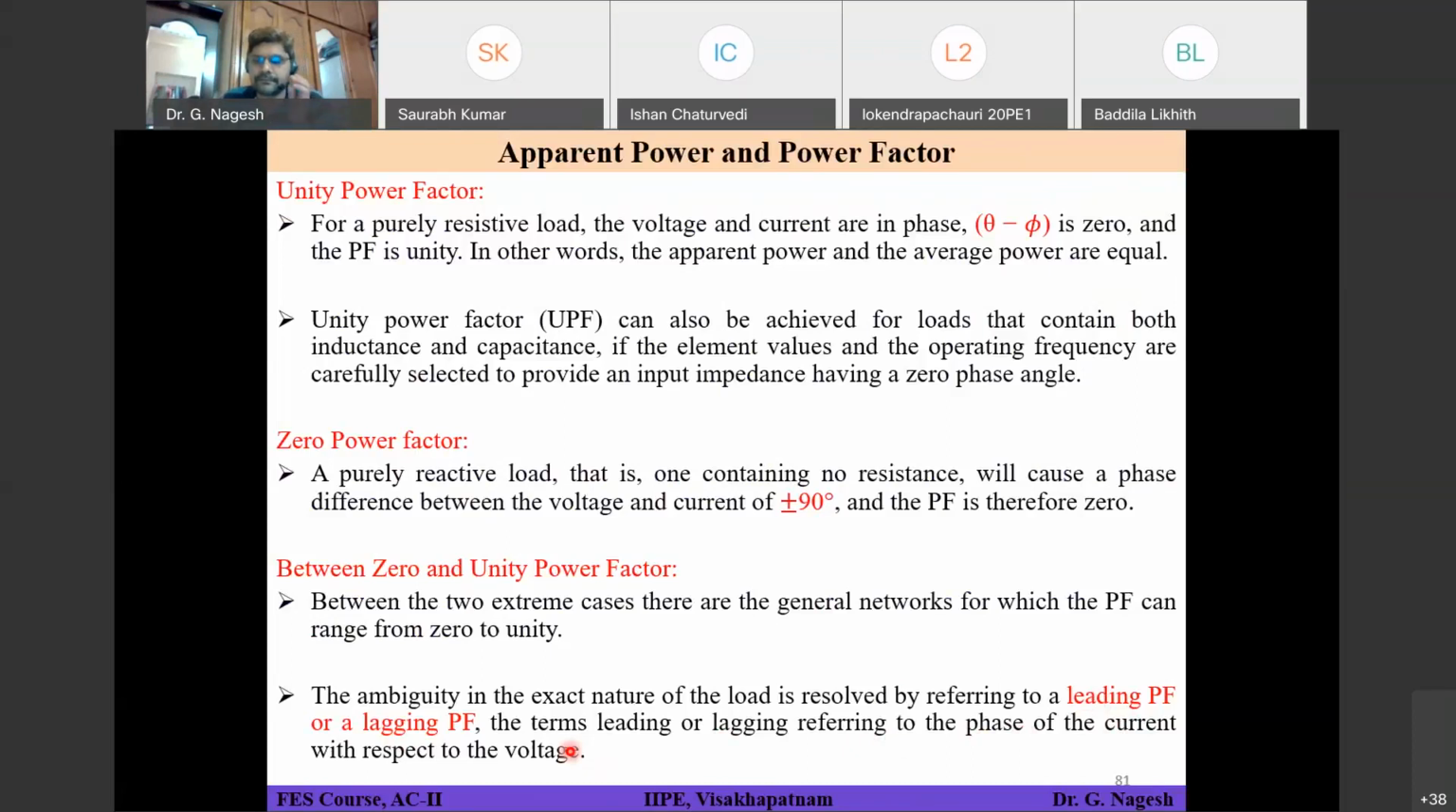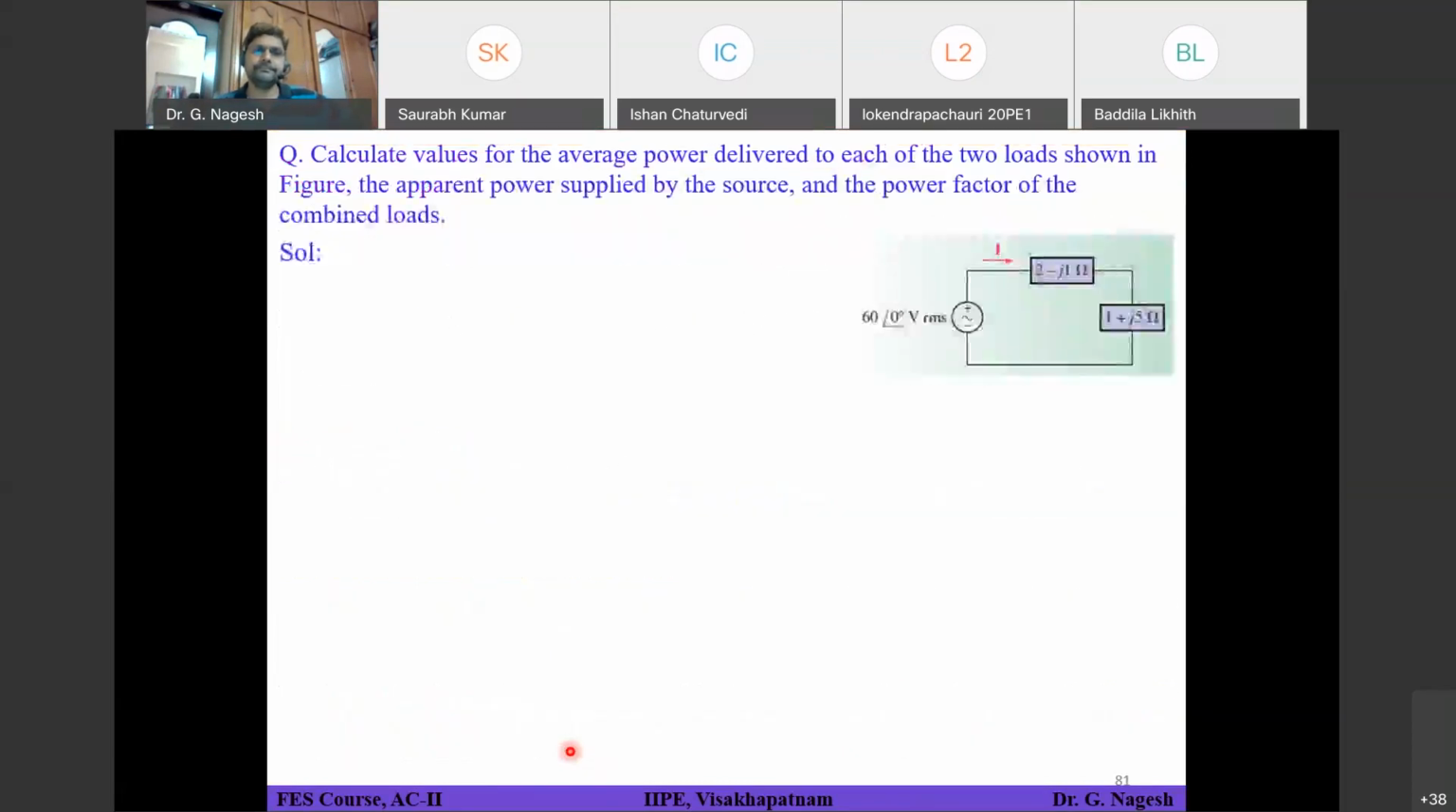Yes, sir. Okay, so we'll see one example. From that you will get a better picture. It's a pretty simple circuit. We have already seen more complex circuits than this. But here the objective is to find out the powers and understand what the powers are. That's why we are considering this small circuit.